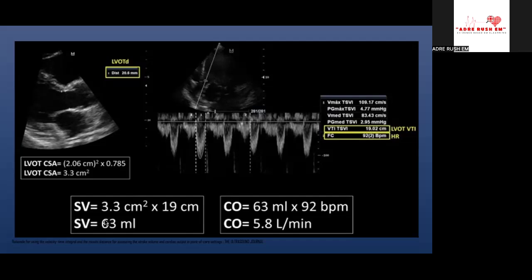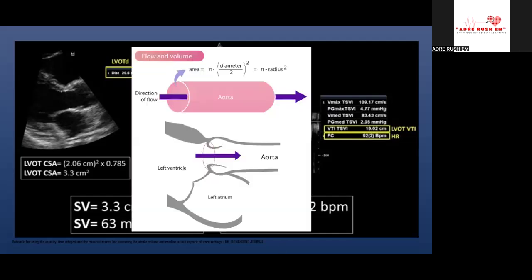So your stroke volume is 3.3 square centimeters into 19 centimeters. And your cardiac output, this patient is having a heart rate of about 92 beats per minute, is 5.8 liters per minute. Okay. This is the way we derive the equation. This is a tubular structure, and the area of this tubular structure and the flow across this tubular structure.